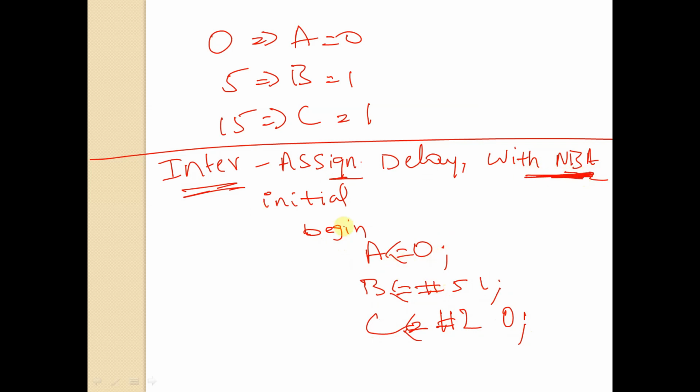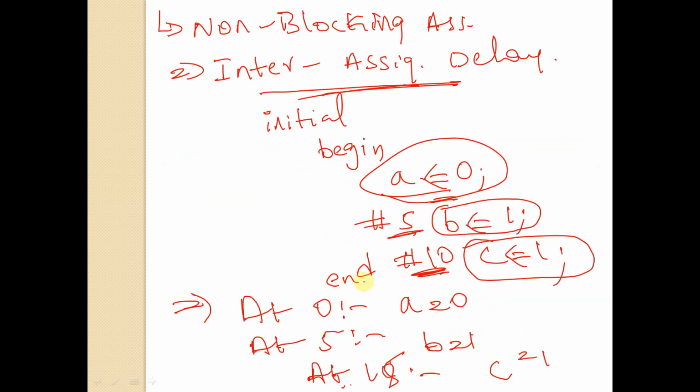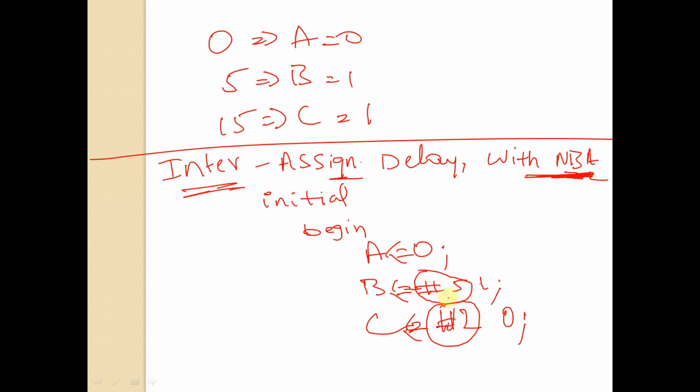So in case of inter assignment delay, the delay is mentioned on the RHS side. Here the delay is mentioned on the RHS side before the number or the variable. Whereas in case of intra assignment delay, the delay is mentioned on the LHS side. Whereas here the delay is mentioned on the RHS side. So here what is our output?